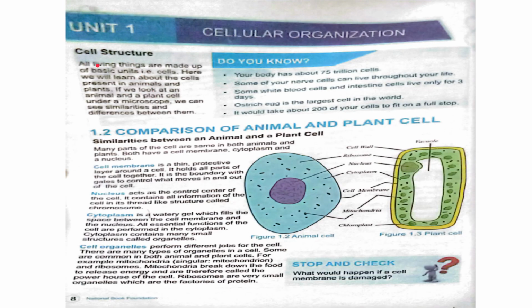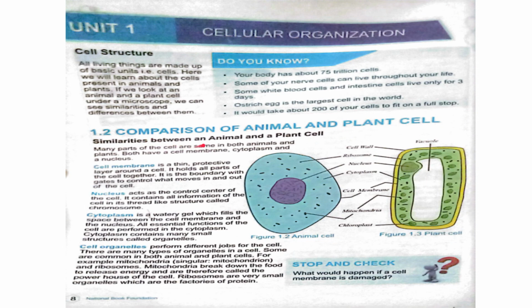Cell structure. All living things are made up of basic units, for example, cells. Here, we will learn about the cells present in animals and plants. If we look at an animal and a plant cell under a microscope, we can see similarities and differences between them. Comparison of animal and plant cell.